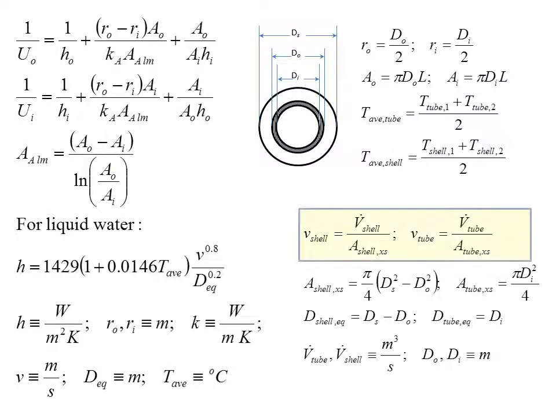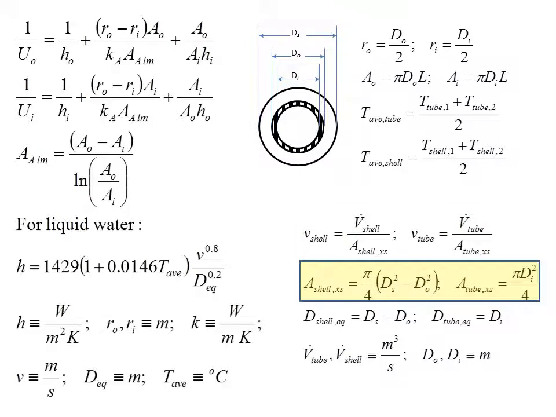When we want to calculate the velocity, the shell velocity is the volumetric flow rate of the shell fluid divided by the cross-sectional area of the shell. And for the tube fluid, it's the volumetric flow rate of the tube fluid divided by the cross-sectional area of the tube. The shell cross-sectional area is equal to pi over 4 times the difference between the shell inside diameter and the tube outside diameter squared. And the cross-sectional area of the tube is just pi times D sub I squared over 4.